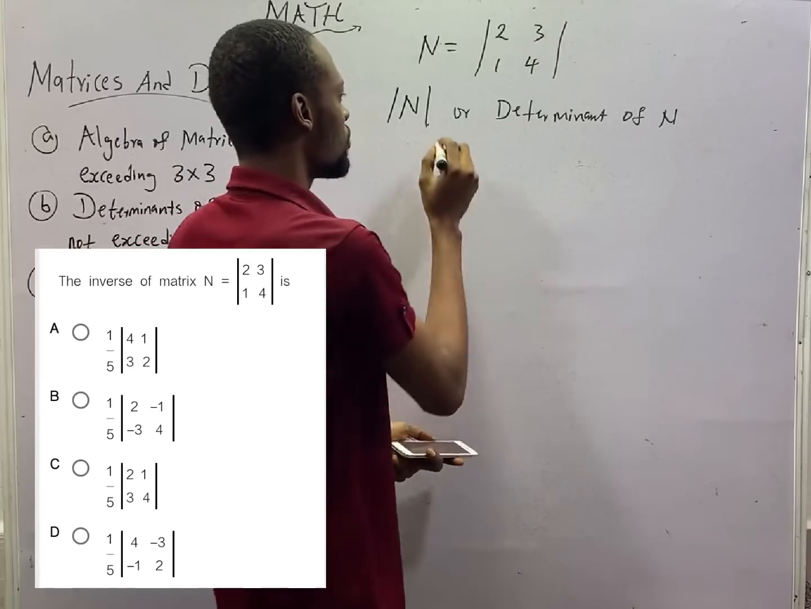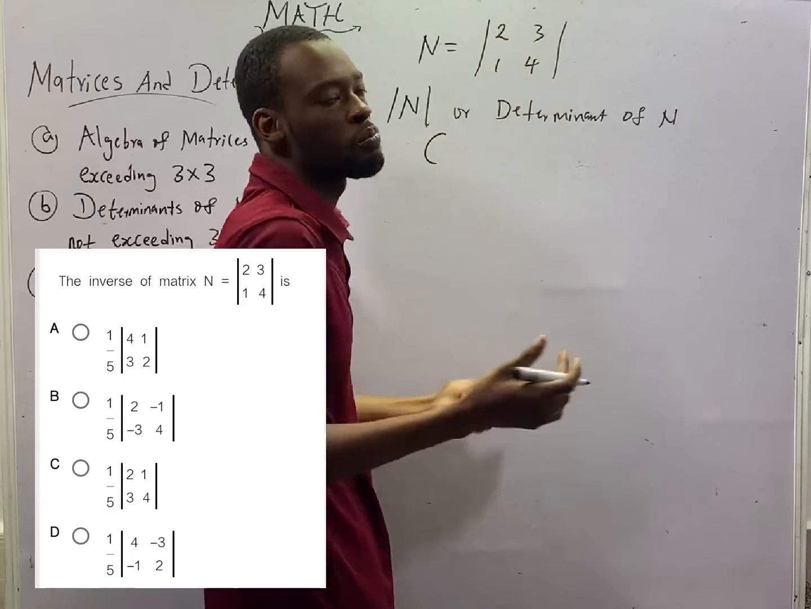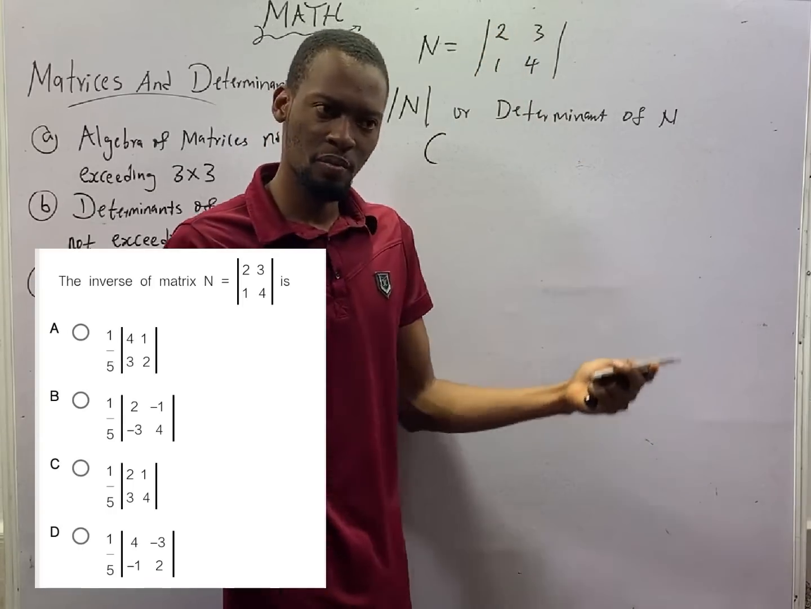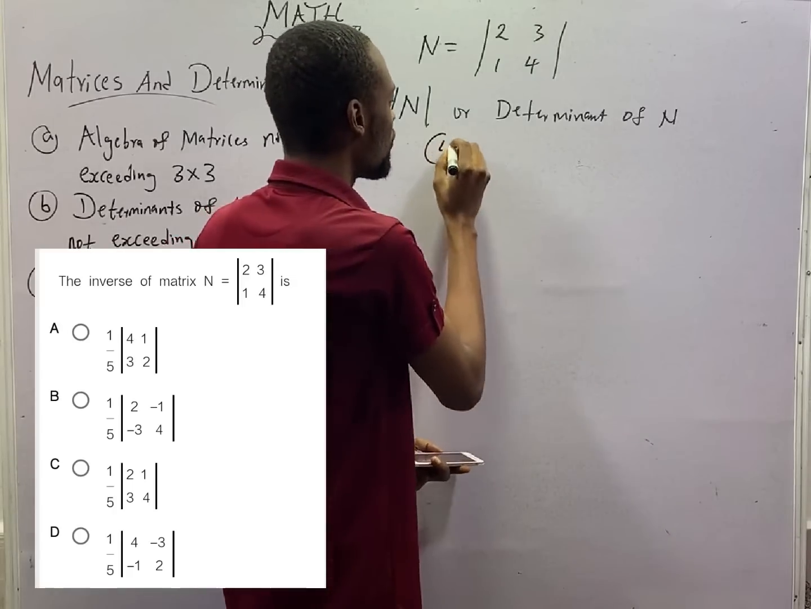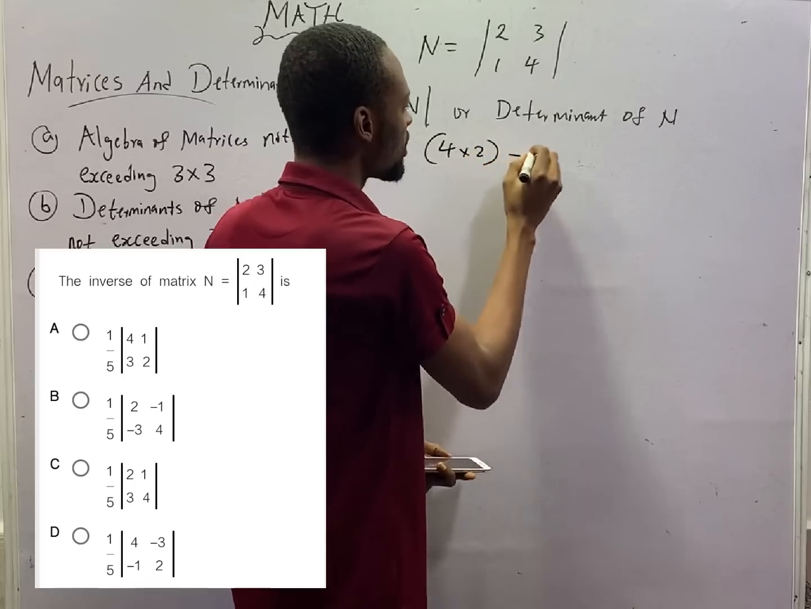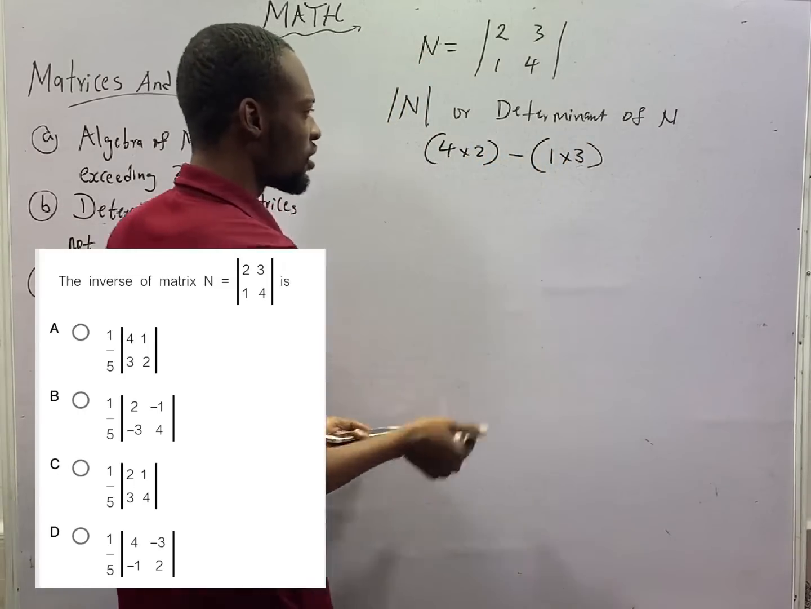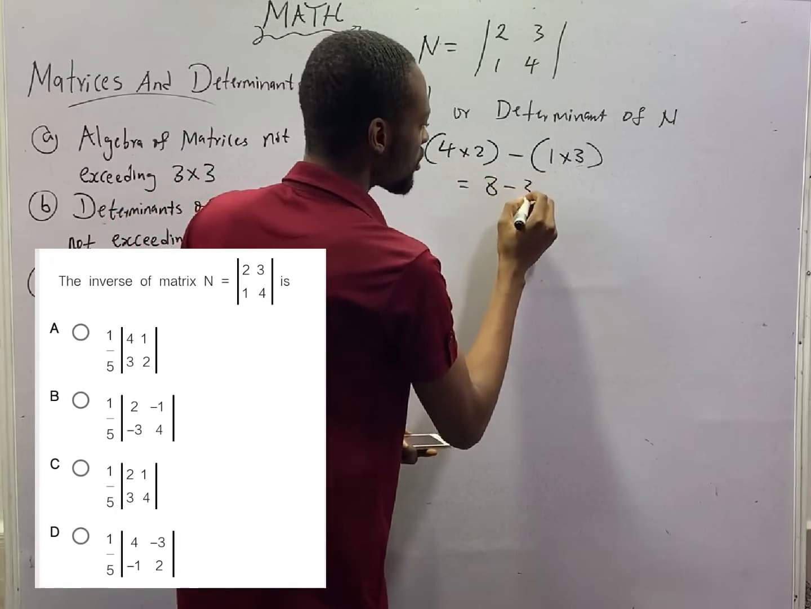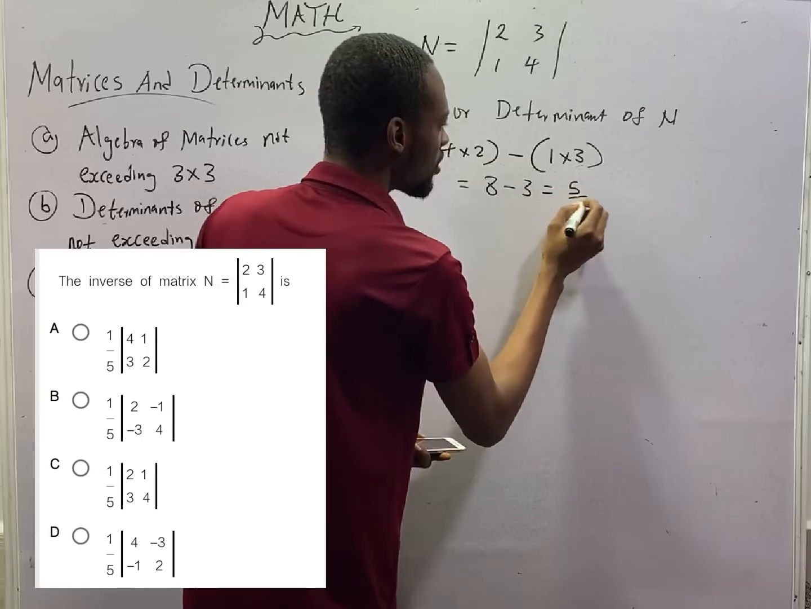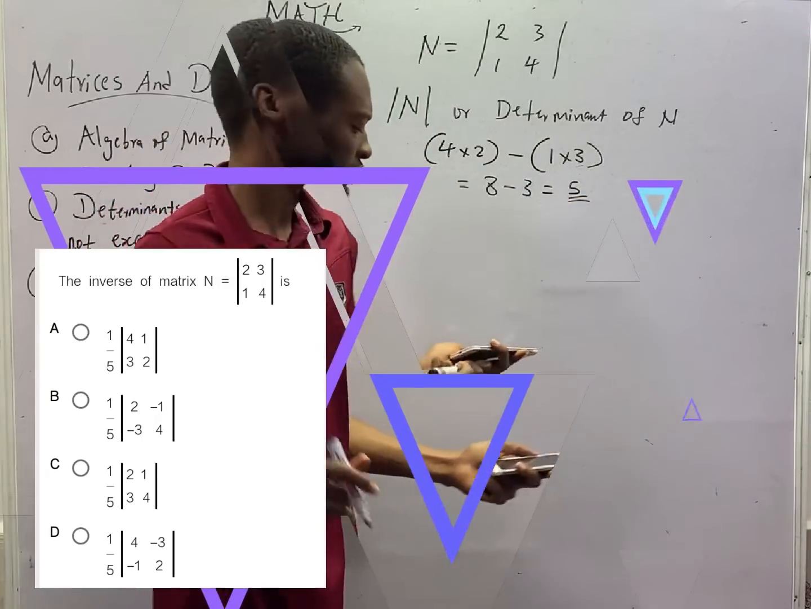In this case, you say either 2 times 4 or 4 times 2. They are the same answer. Multiplication is commutative. 4 times 2 minus 1 times 3 or 3 times 1. This is 8 minus 3 and this is 5. The determinant of this matrix is 5.